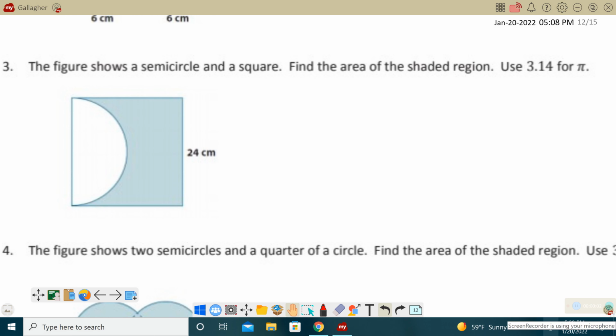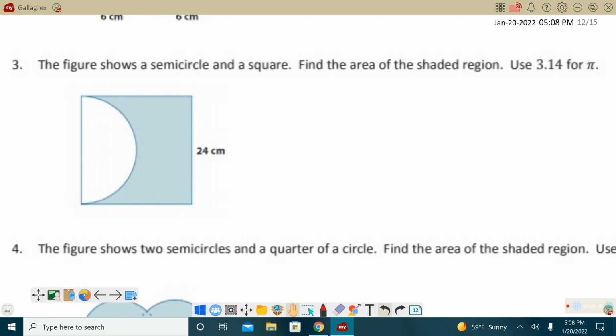Again, our goal is to find the area of the shaded region. So we need to find the area of the square, and then we need to remove the area from the semicircle because it is not part of the square.